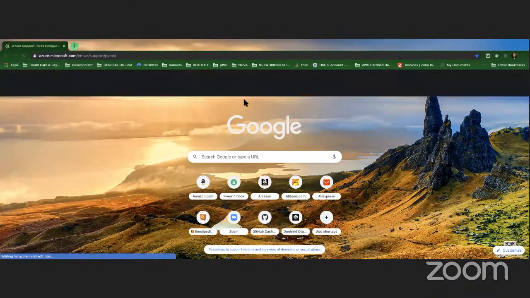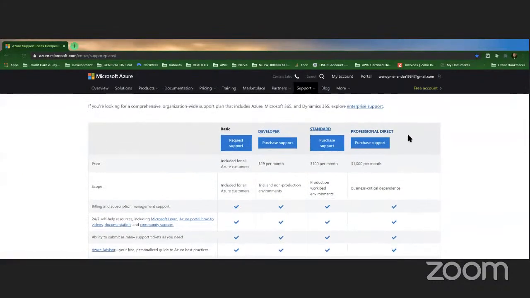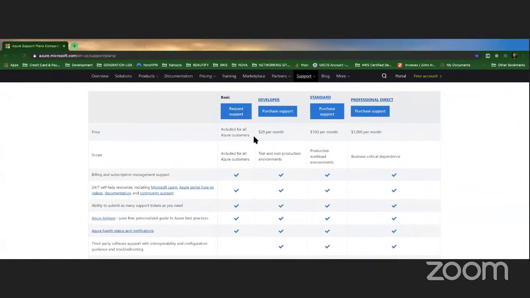Support plans. So, like I said before, they don't mention Premier here. Okay. But this is more of a cost. For Premier, you probably have to call Azure and get a customized offer, probably. Right?